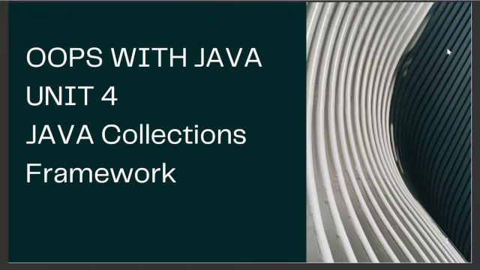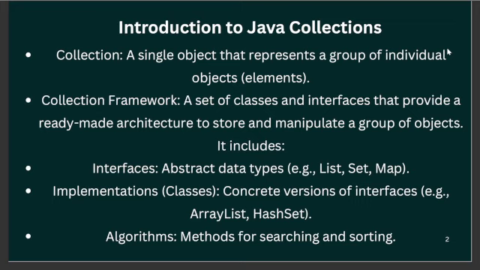In today's video, we are going to discuss the Java Collection Framework, which is Unit 4 of Object-Oriented Programming with Java. We cover what the collection framework is, list, set, map, iterators, sorting using Comparable and Comparator, and utility classes. And don't worry, I will explain everything. So let's get started. The first topic is the introduction to Java collection.